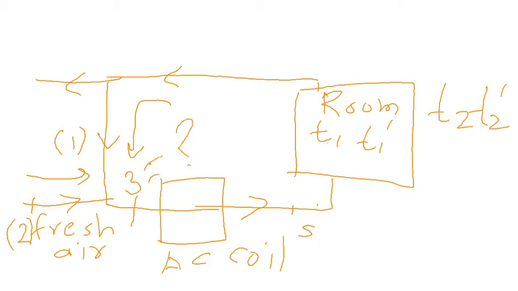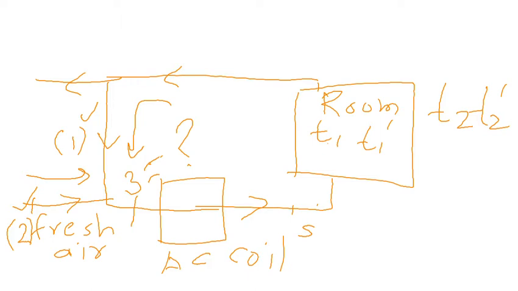And how do you get this state of the mixed air? If you know the state 1, that is the room air, that is recirculated air, and if you know the state of the fresh air or ventilated air, how do you calculate that? That is the objective of today's lecture.